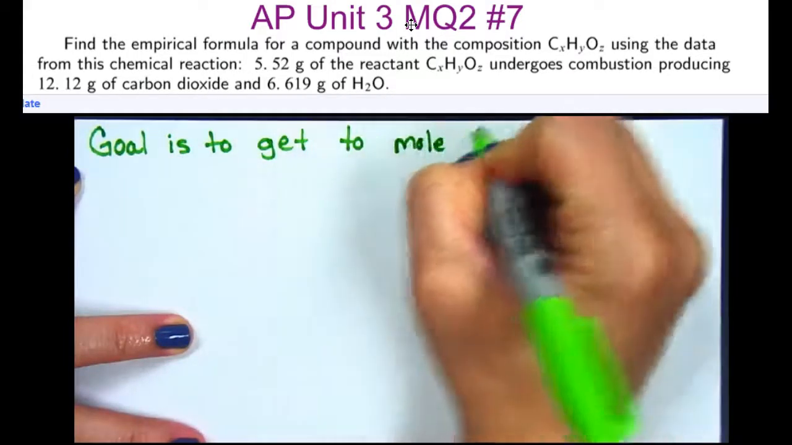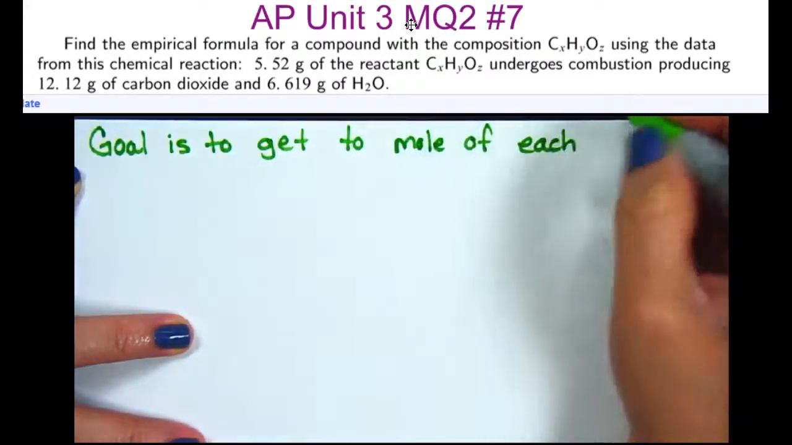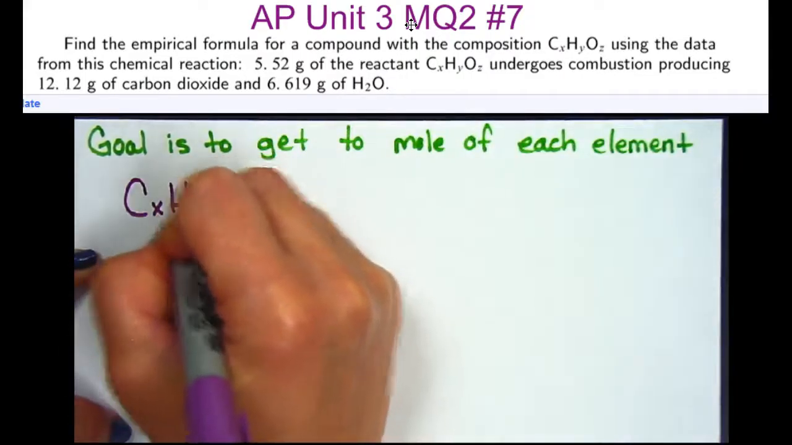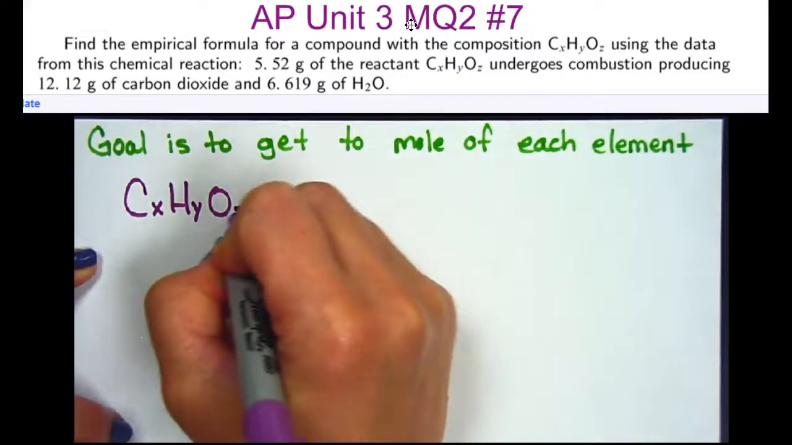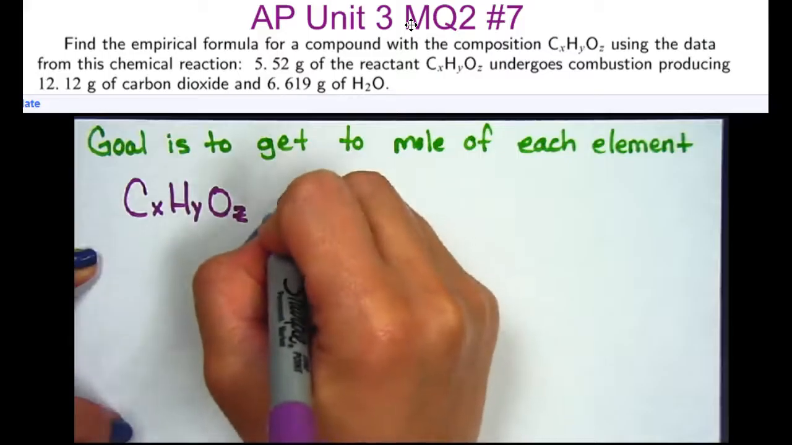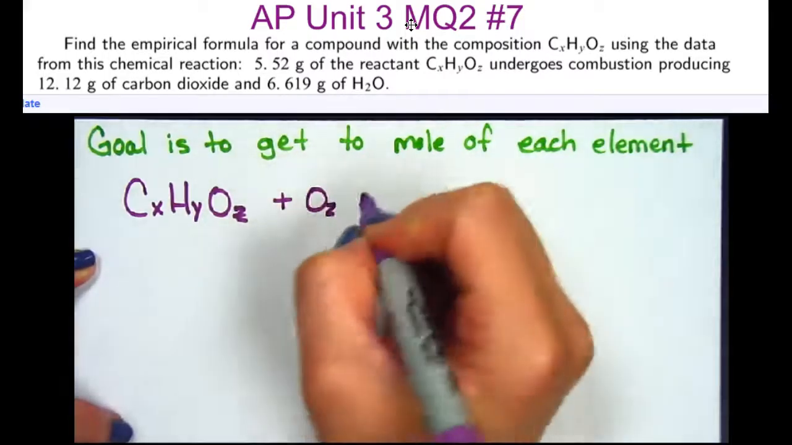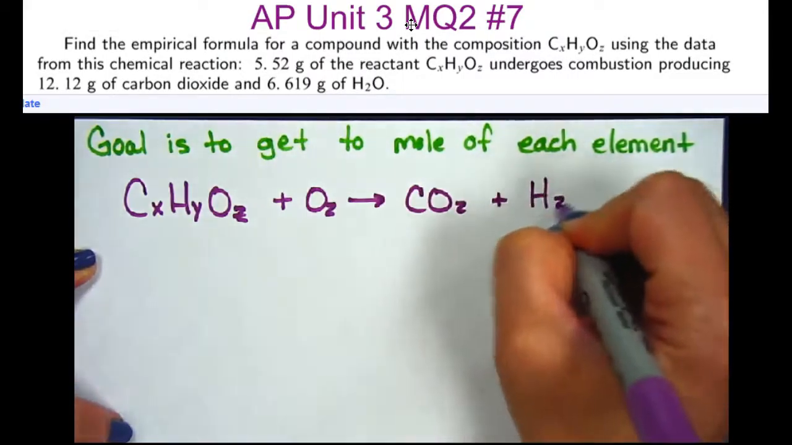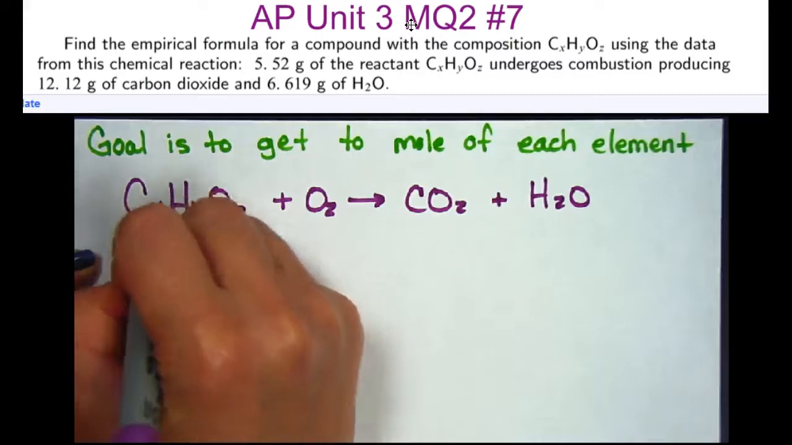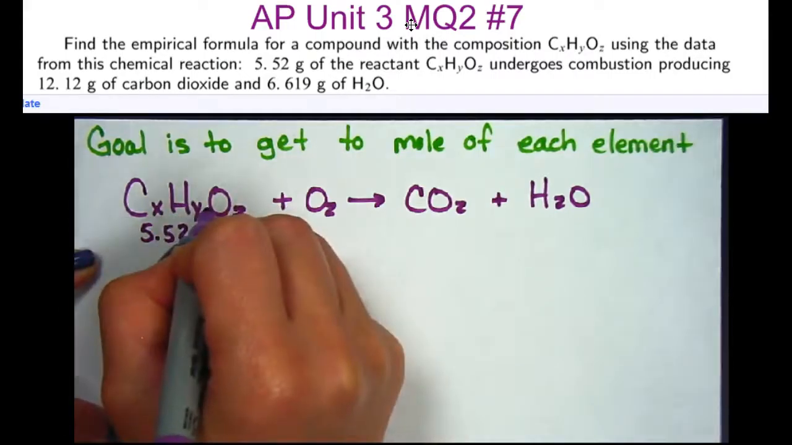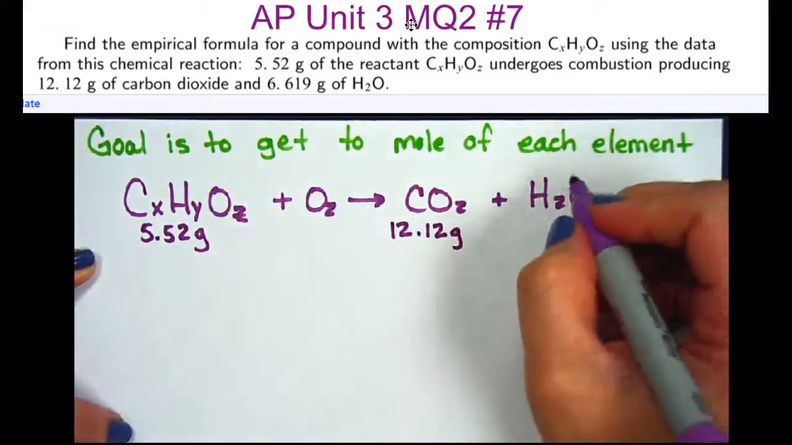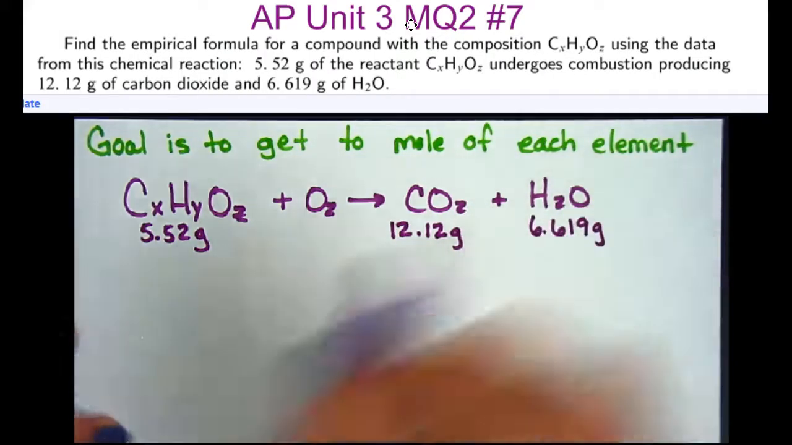And so in this problem, you want to get each element to moles. And the elements that we are dealing with are carbon, hydrogen, and oxygen, in which we don't know how much of each we have. In combustion, there's a reaction with oxygen gas to yield carbon dioxide and water. We are told that we have 5.52 grams of this compound initially, and then the products yield 12.12 grams of carbon dioxide and 6.619 grams of the water.